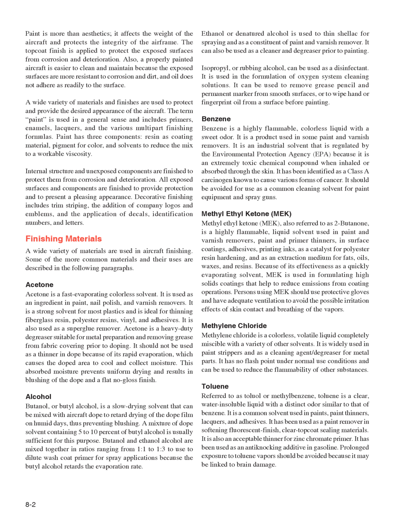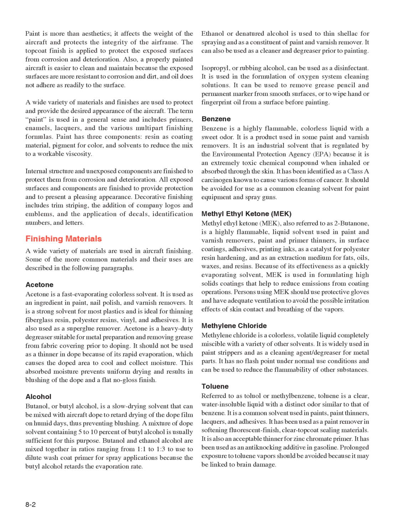Acetone is a heavy-duty degreaser suitable for metal preparation and removing grease from fabric covering prior to doping. It should not be used as a thinner in dope because of its rapid evaporation, which causes the doped area to cool and collect moisture. This absorbed moisture prevents uniform drying and results in blushing of the dope and a flat no-gloss finish.